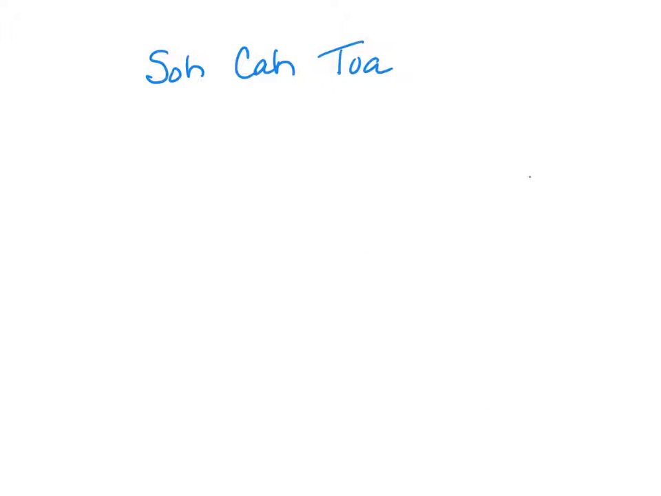Soh Cah Toa is used to solve right triangles, okay? So in order to use Soh Cah Toa, you have to have a right angle in the picture. And the triangle will look like this. The right angle is usually called C or the third letter. So if it's D, E, F, it would be F. And then the other two are A and B.